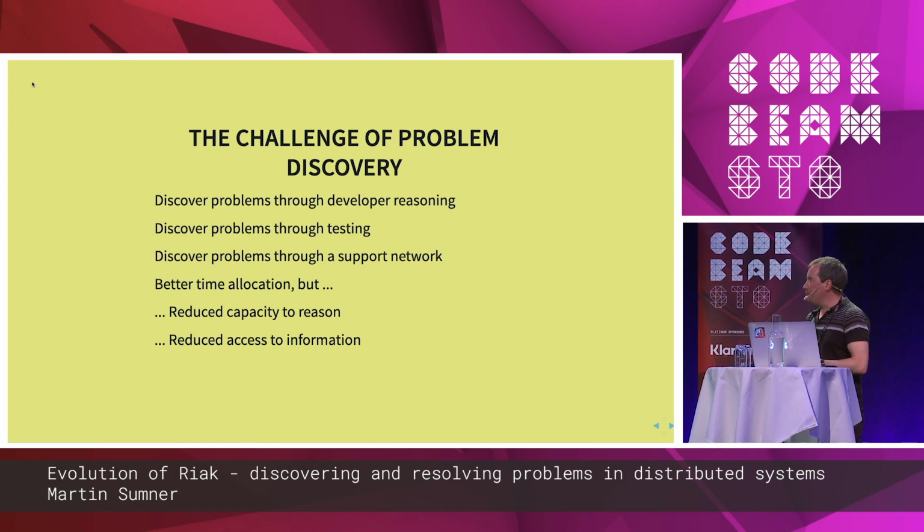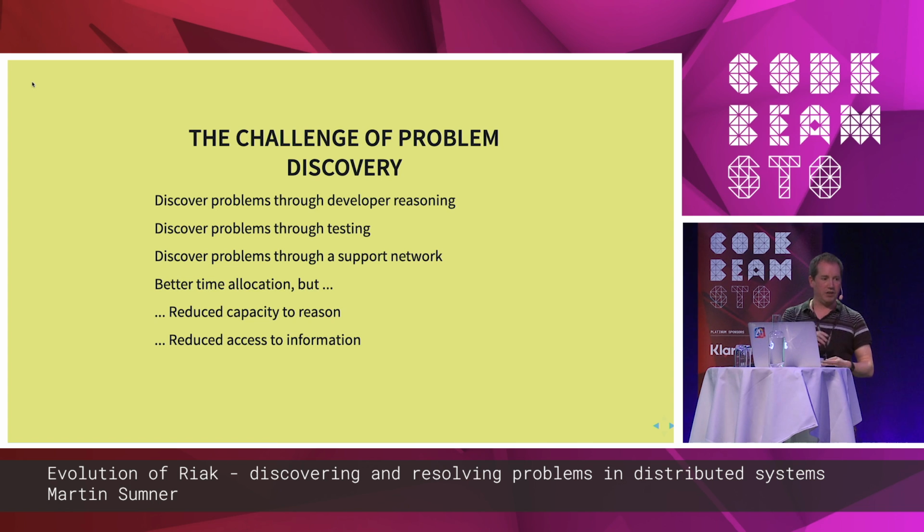So in the Basho days, there were some advantages that Basho had. They were able to discover some of these problems through developer reasoning. They had a team of probably 20, 25, 30 engineers, and the excellence of that team, I think, was first class. Although they were all remotely distributed, they were able to discuss matters between them. They were able to reason about these things, and actually discovered some of these problems.